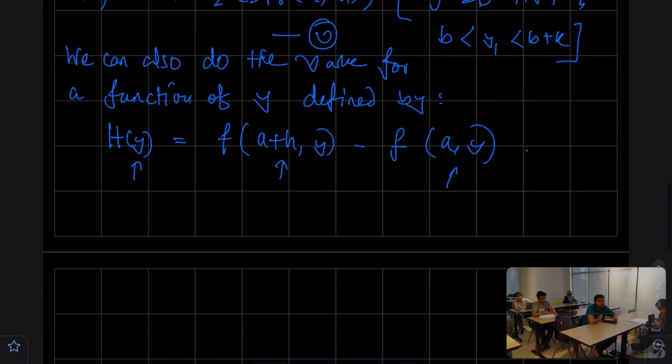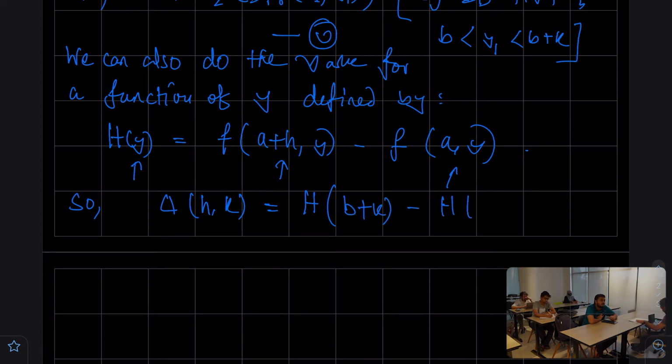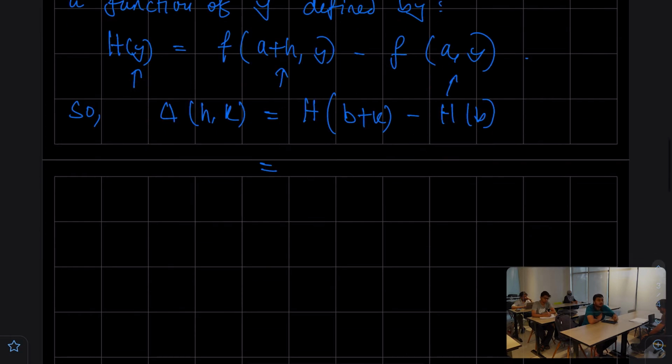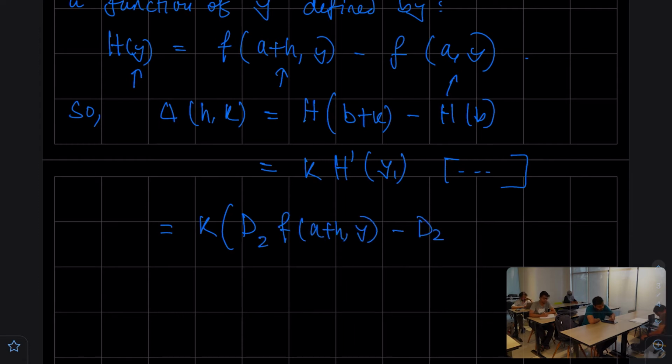Now that's the motivation to construct it, and this should be h of y. So it should be h of b plus k minus h of b, because it's a single variable function, so I just take the limit points and do that. So what will be the next step? Mean value theorem. I'm not going to mention it this time, but this is true by the same logic as before. Then use the definition given, and you have d1 f, d2 of a plus h comma y minus d2 f of a comma y.